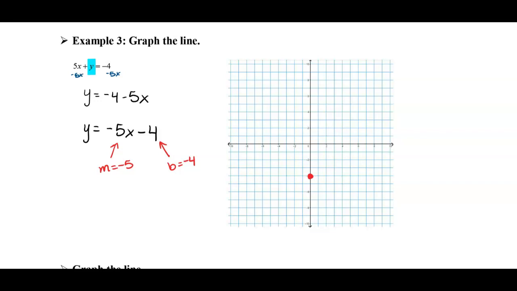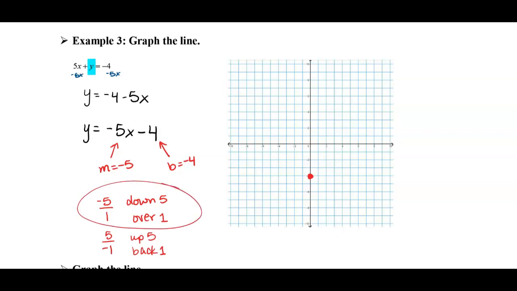From there, I'm going to count my slope. So my slope is negative 5 over 1. So this is like down 5 and then over 1. Or I could think of my slope as 5 over negative 1. So this is like up 5, back 1. We can do it either way.